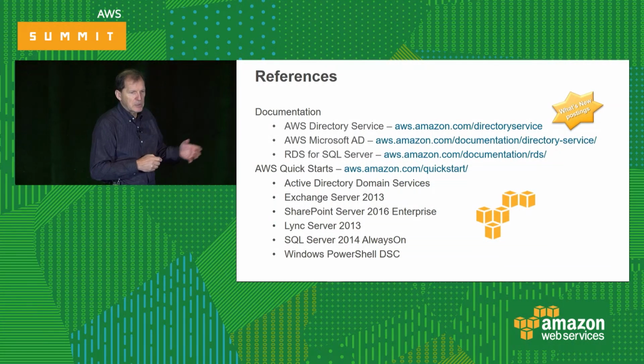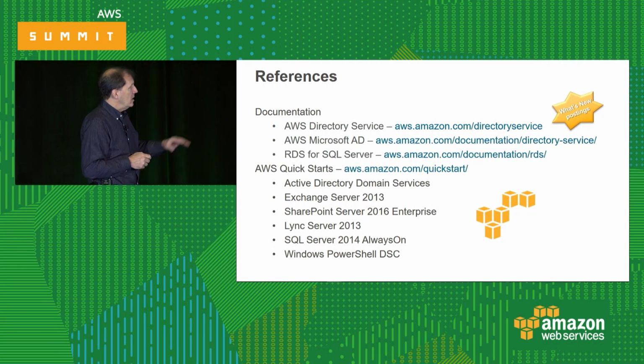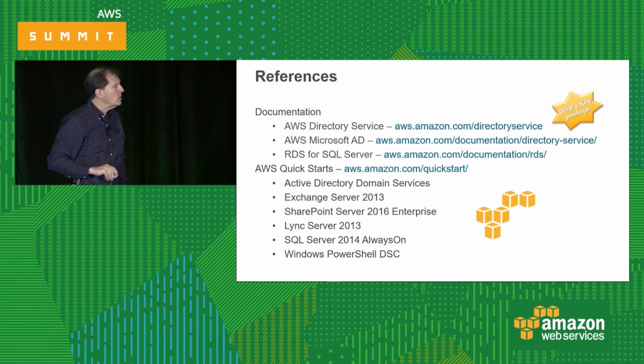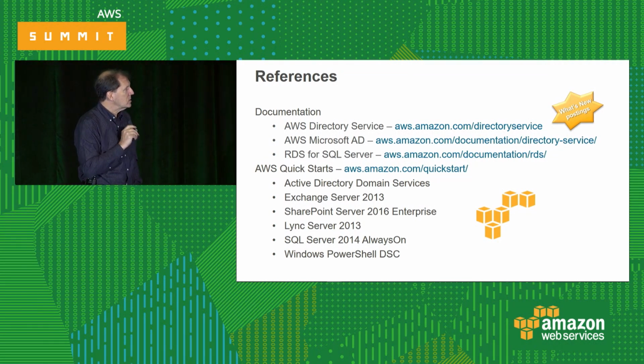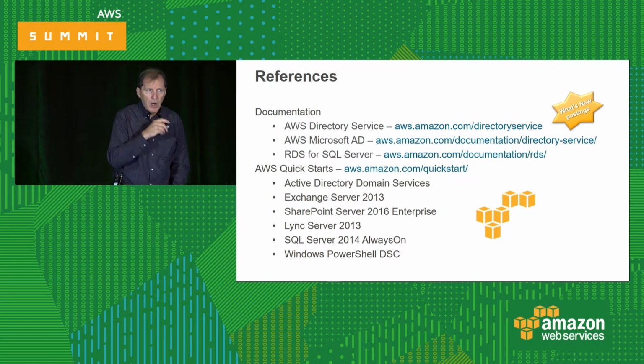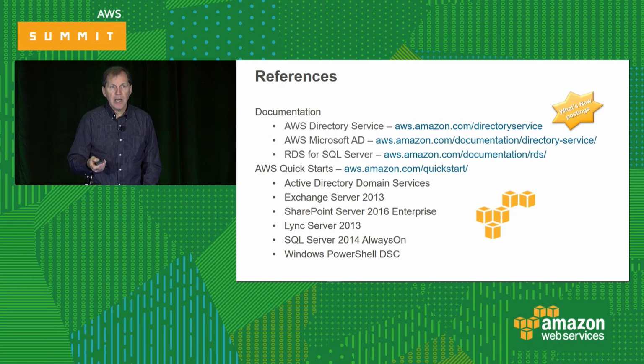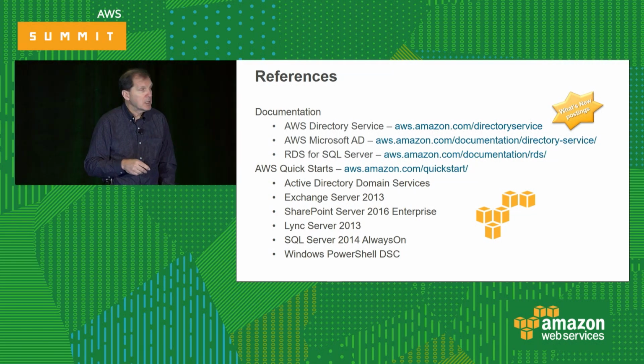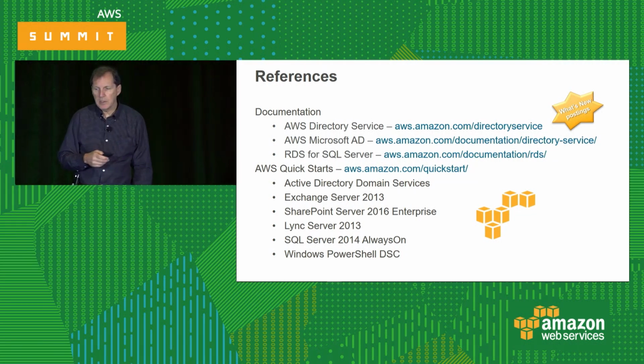There are some additional references here. We've got some documentation on Active Directory at the Amazon.com directory service area. We have some quick starts, and I'd encourage you to take a look at the quick start site. There are some really interesting things there about Active Directory Domain Services and running those in the cloud, Exchange Server and how to set that up, and SharePoint. We're working to add more information on how to set up SharePoint with managed AD, now that we support SharePoint there, and SQL Server Always On availability groups. So there are some really good tools in the quick start area.